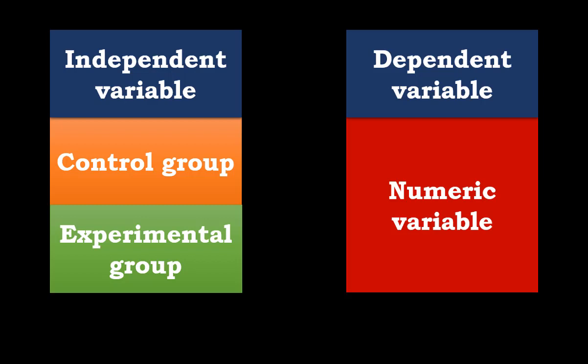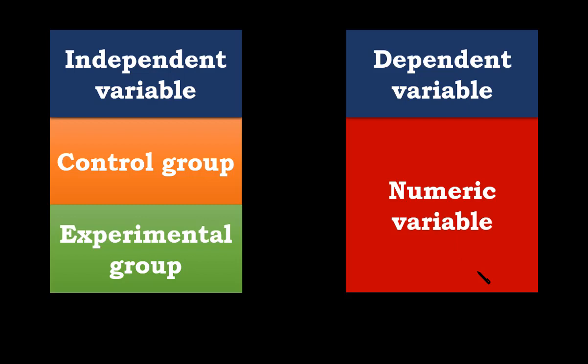The experimental group is the one we are interested in. We want to know whether a therapy works. So we randomly assign participants to that experimental group. And then we compare the two groups in a numerical variable. So the dependent variable is numeric.